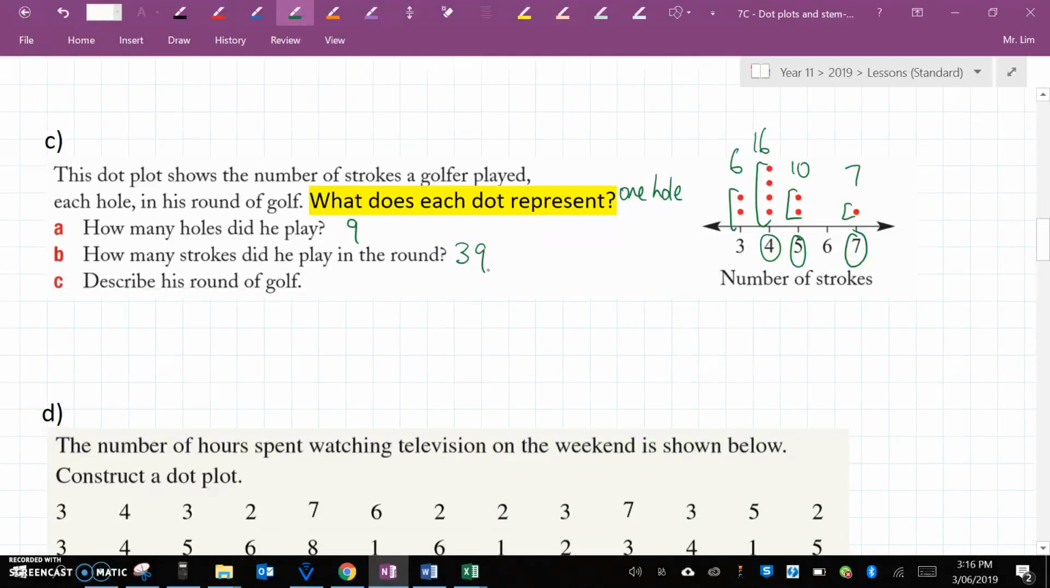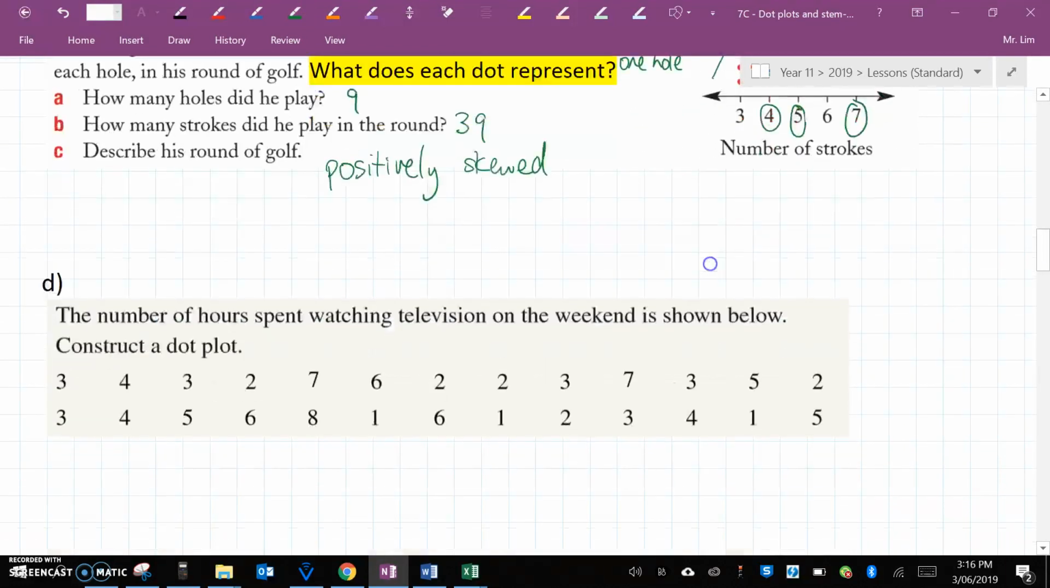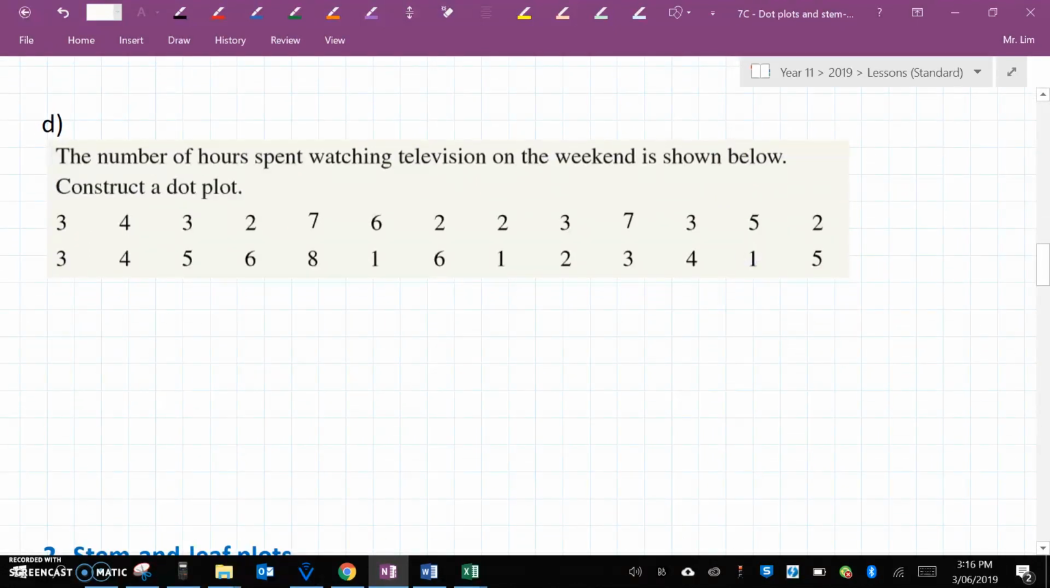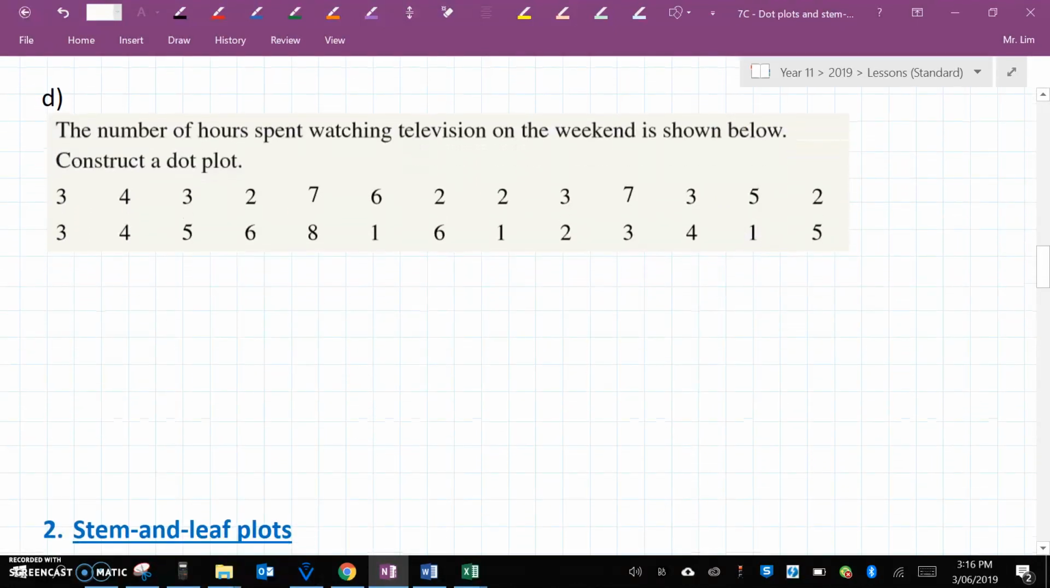Describe his round of golf. If we were to draw this curve, what does that look like? The tail is pointing towards the positive numbers, so it is positively skewed. Question D. The number of hours spent watching TV on the weekend is shown below. Construct a dot plot. I'm going to leave this one to you. I'm pretty sure you know how to do this by now.